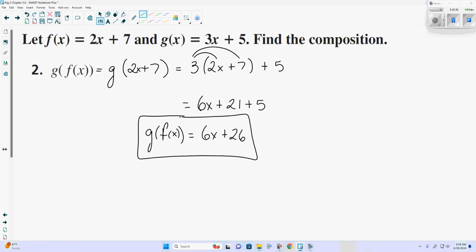Now this one here, both of our x terms ended up being 6x, yes? But what we're adding to it is a little bit different, yes? So it gives us still two different functions. They are not the same. G of f of x and f of g of x do not give us the same value.